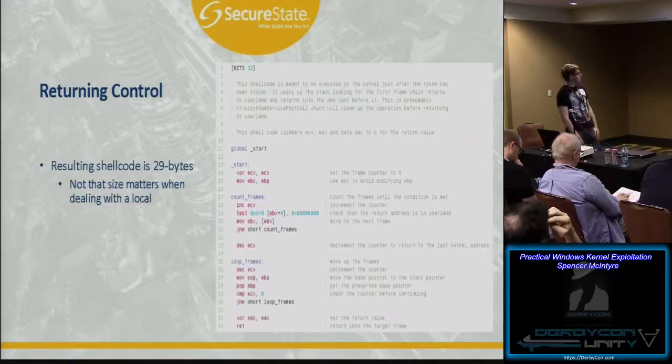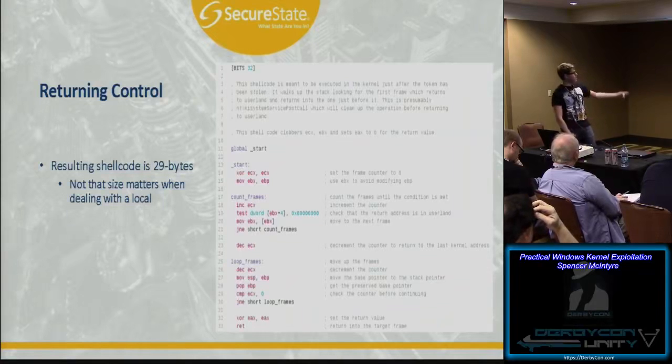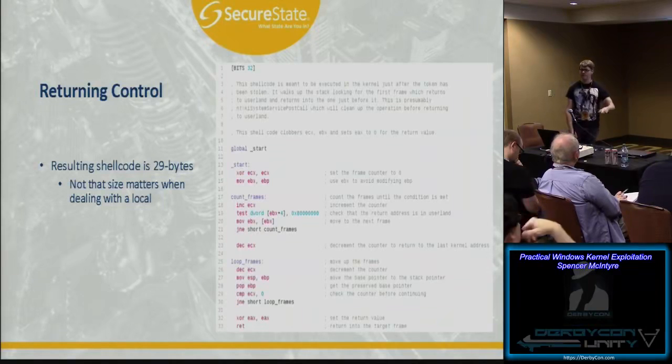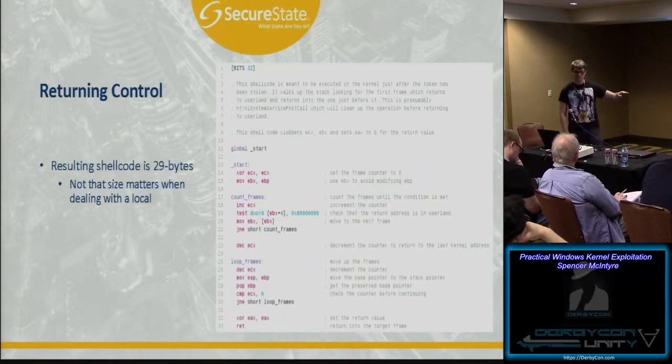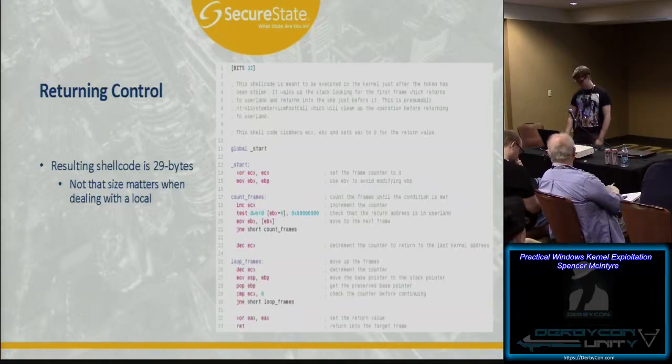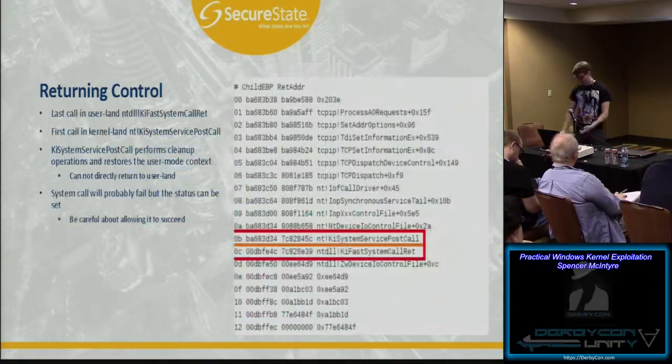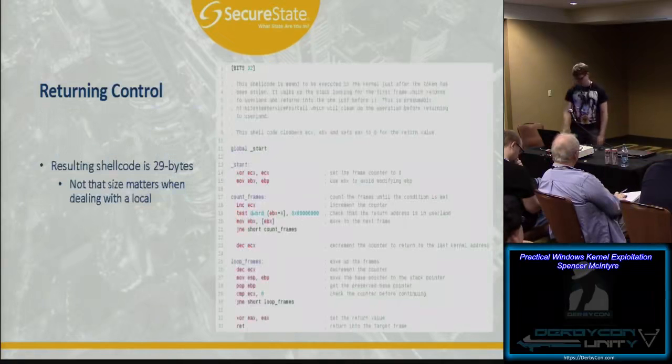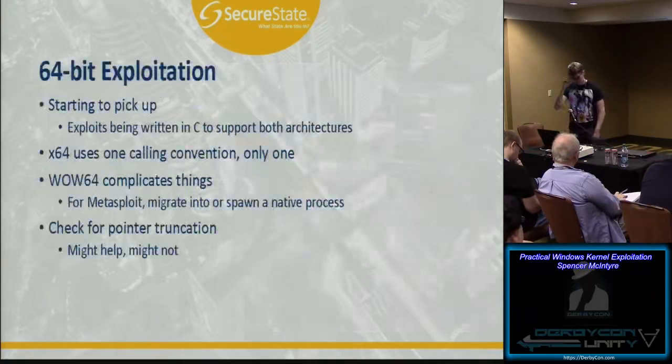You probably can't see that, but this is 32-bit shellcode that demonstrates that. It basically unwinds the stack and compares the addresses of each one. It counts up how many frames deep it is, and then counts up how many frames deep the kernel addresses are. That way you can jump back into the last frame before, which is that NtKiSystemServicePostCall. So it can return back into that and then switch context back into userland to continue.